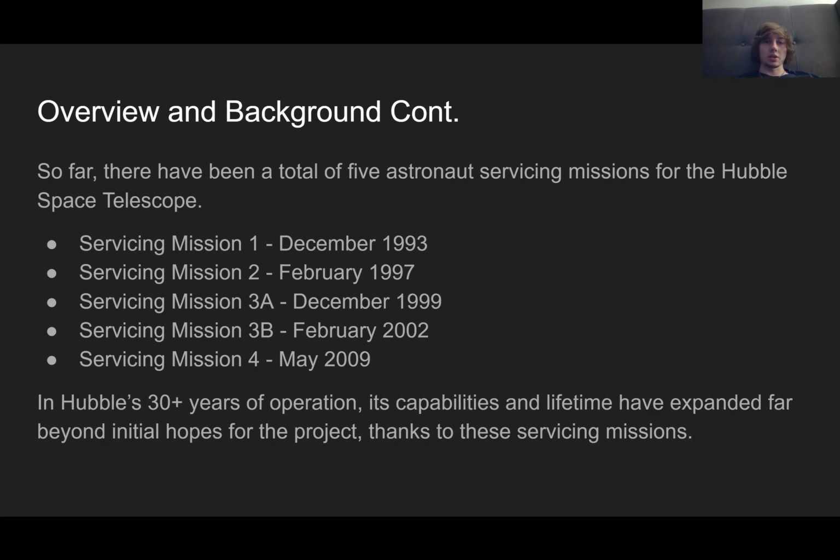So far, there have been a total of 5 astronaut servicing missions for the Hubble Space Telescope. The first one was in December of 1993. The second one was in February 1997. The third was in December of 1999. The fourth was in February 2002. And the fifth one was May 2009. In Hubble's 30-plus years of operation, its capabilities and lifetime have expanded far beyond the initial hopes for the project, thanks to these servicing missions.